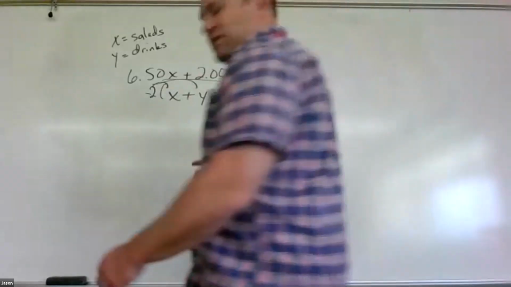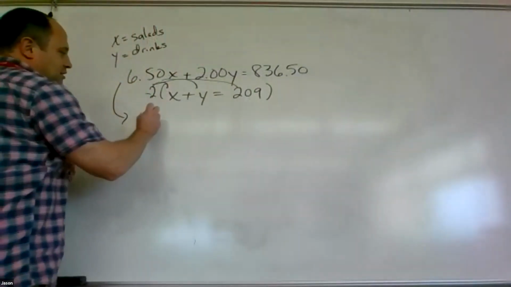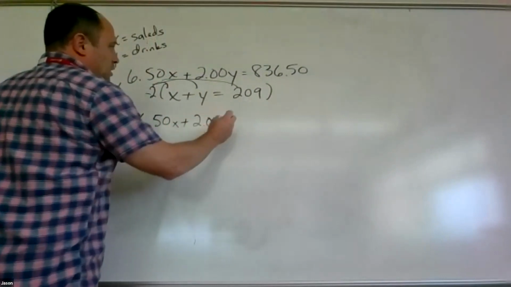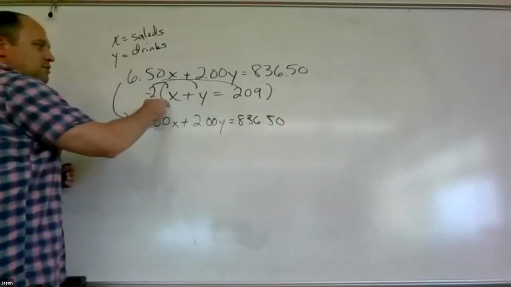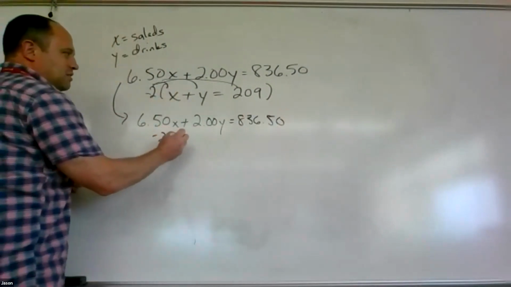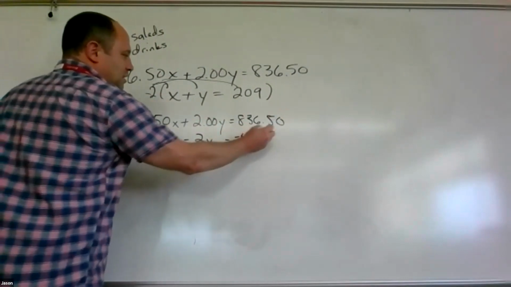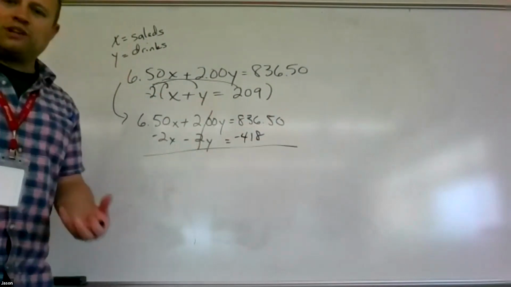So I'm going to rewrite these equations. I get 6.50x plus 2y equals 836.50. When I multiply these by -2, I get -2x minus 2y equals -418. And these will cancel. That's what we want. We want something to eliminate so I can solve for one variable.